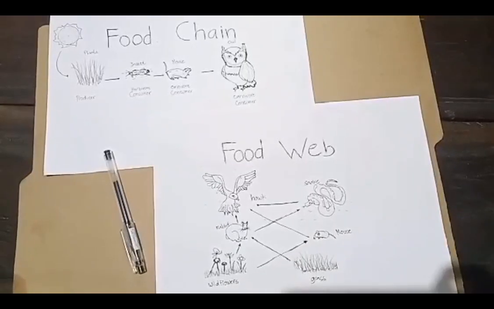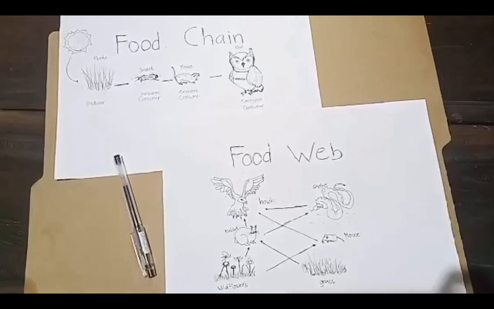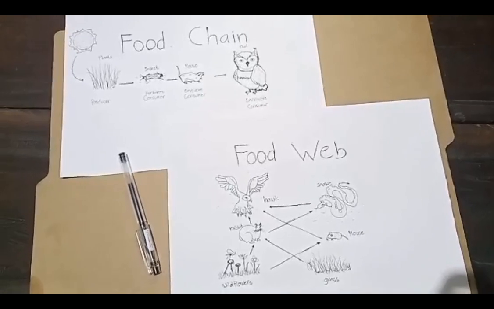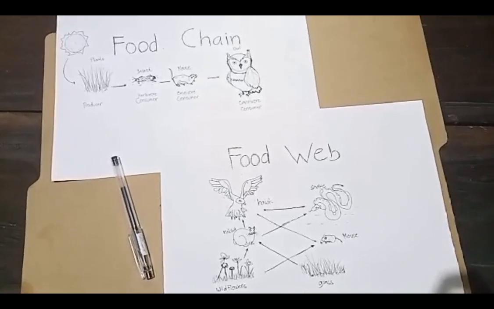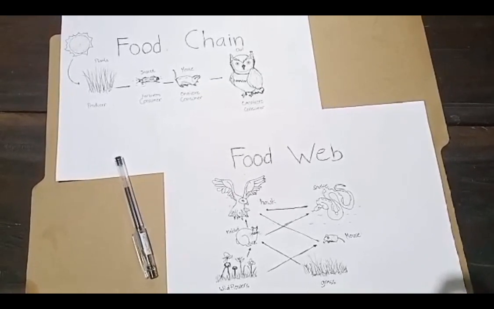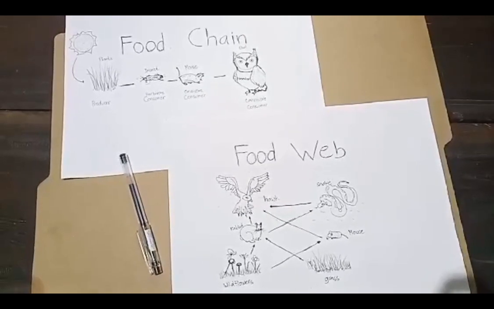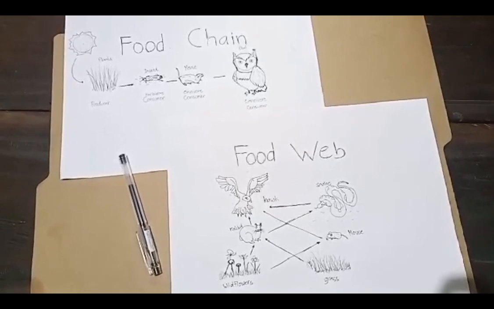The difference between a food chain and a food web: a food chain is a basic network that shows the linear flow of nutrients and energy from one trophic level to another, while a food web is a multitude of food chains that are interconnected at many trophic levels.